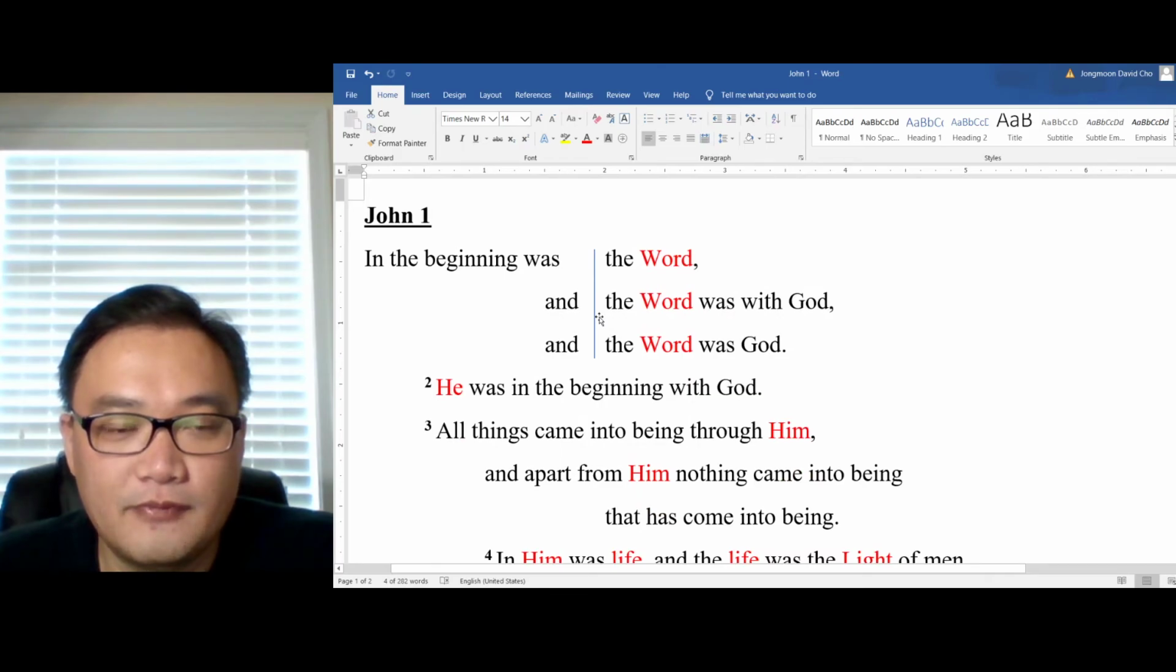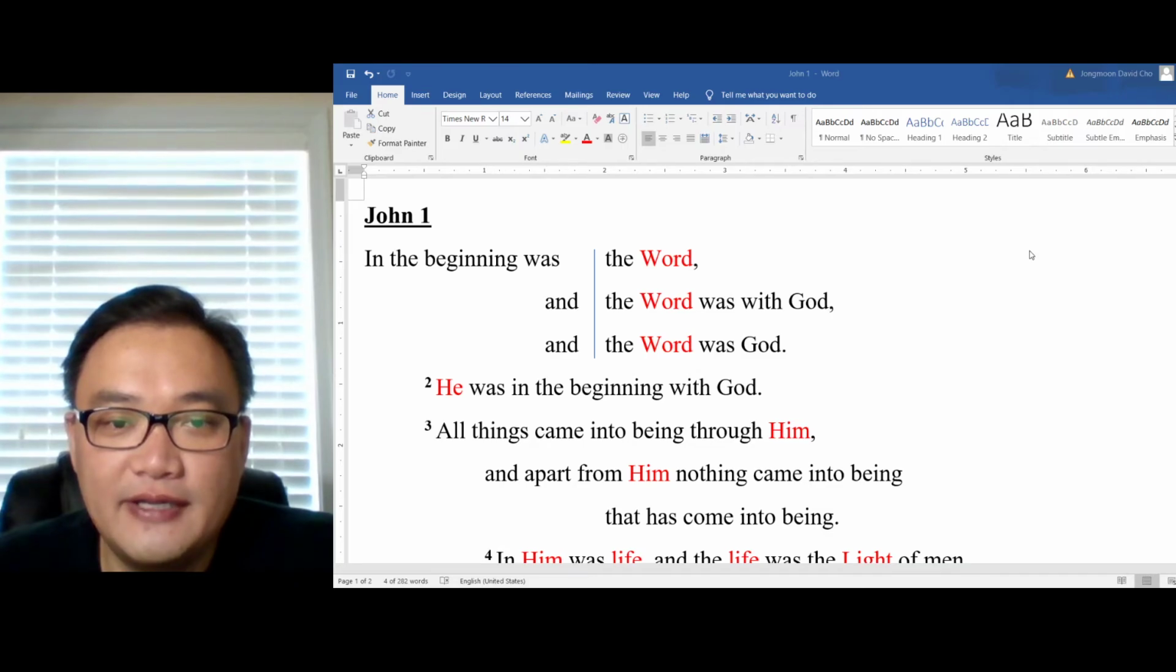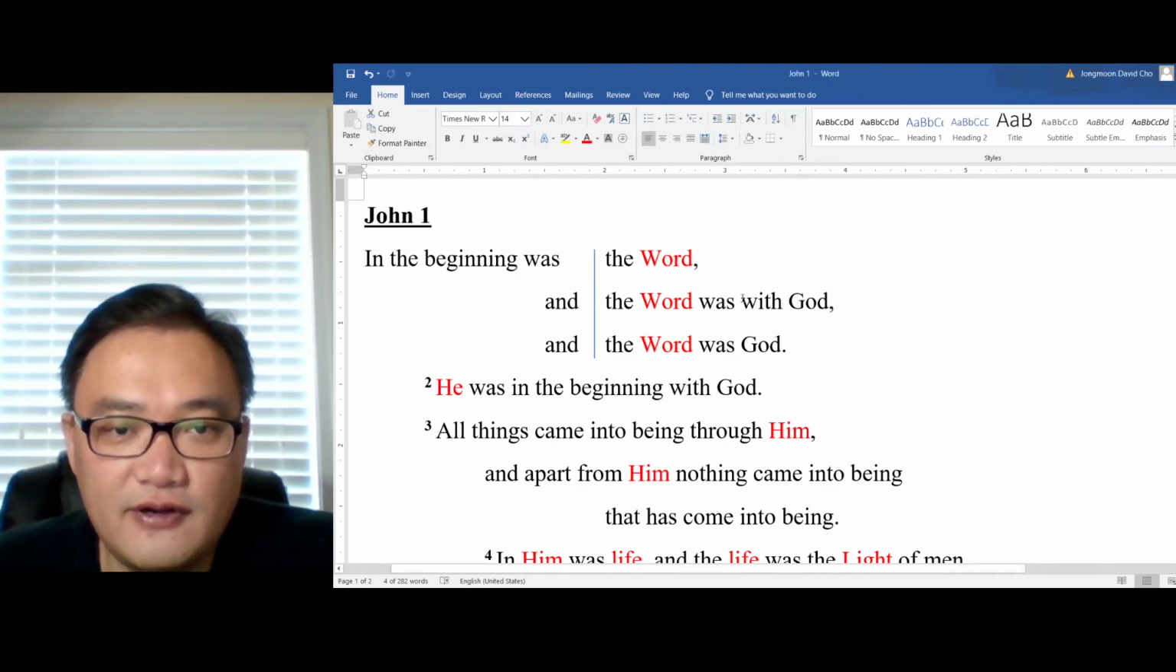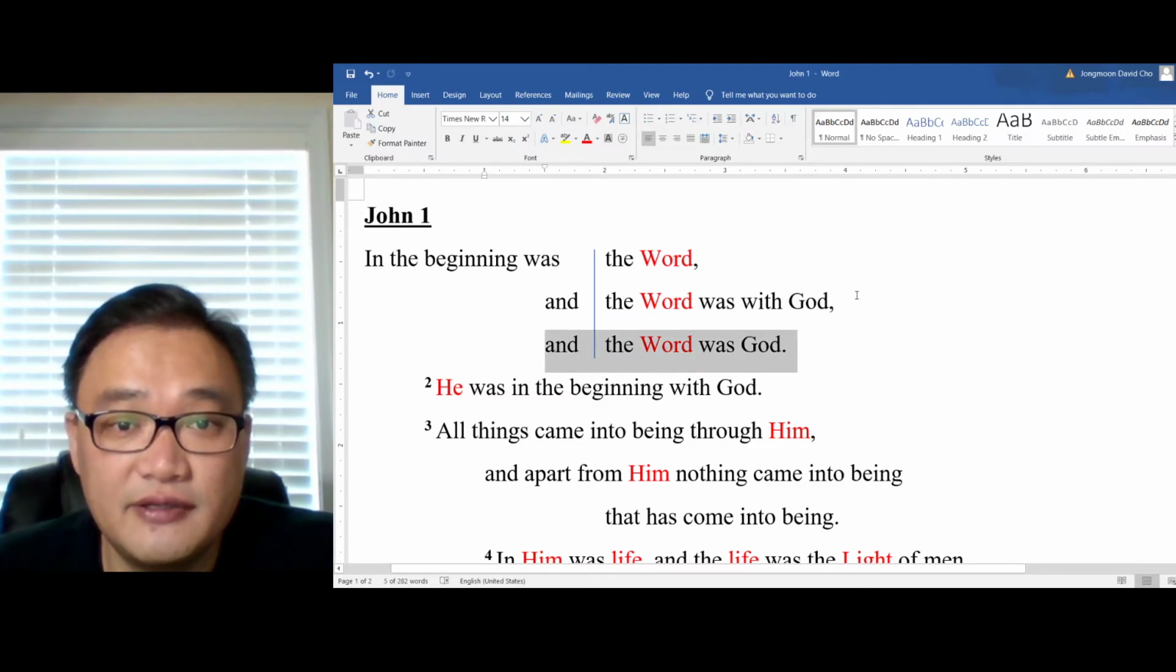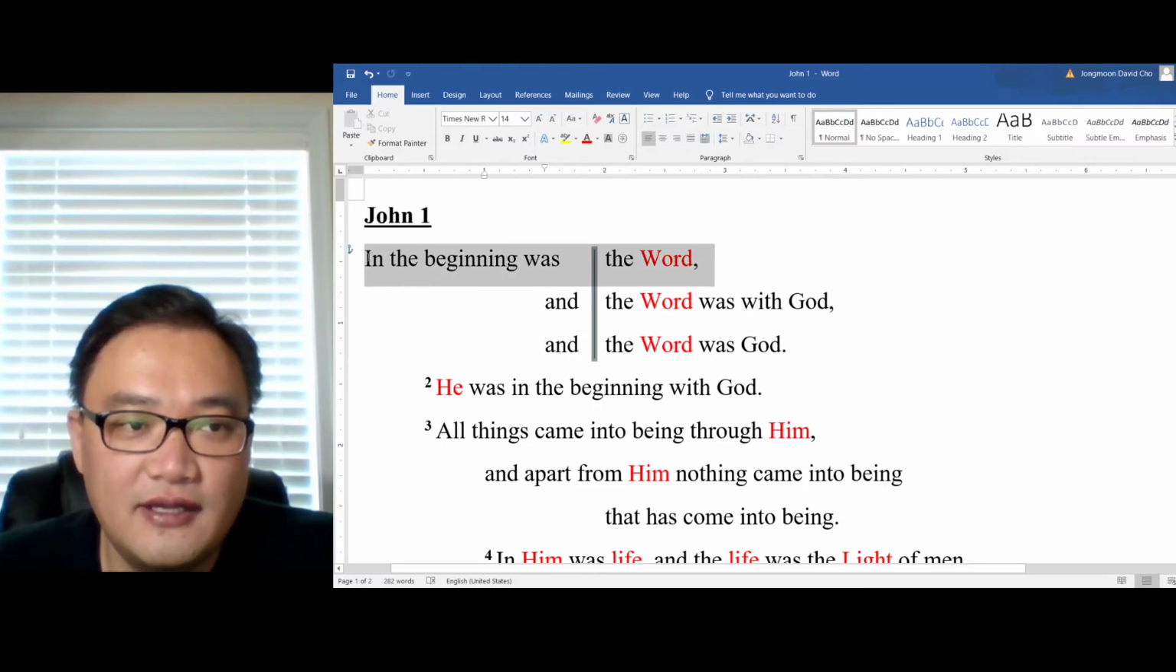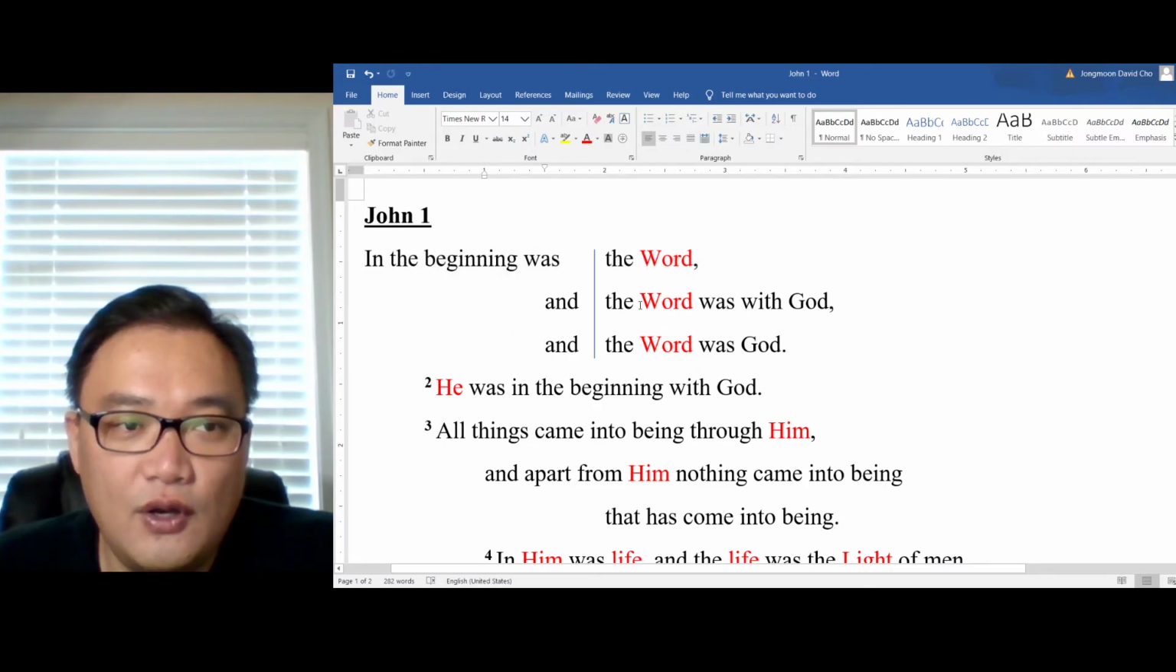Okay. So we're going to do one more example and we're done with our first step in how we do diagramming. So it says, in the beginning was the Word, and the Word was with God, and the Word was God. So this first verse has three full sentences, really. They're joined together by the word "and" twice. So this first line is a full sentence.